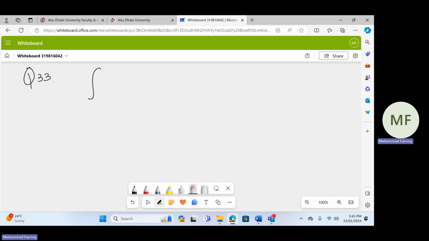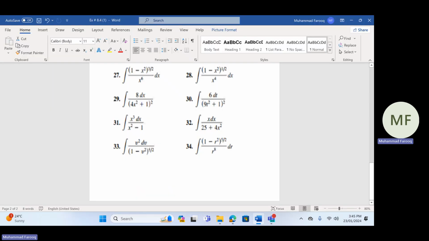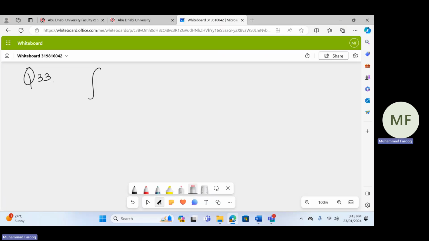Okay, I'm copying question 33 here for your reference. It is the integral of v squared divided by 1 minus v squared to the power 5 by 2, dv. So just try to put this. The power is 5 by 2. What do you think this is, which substitution?